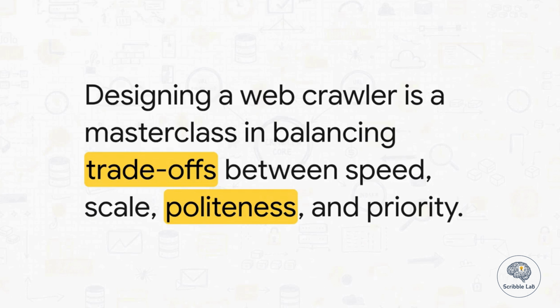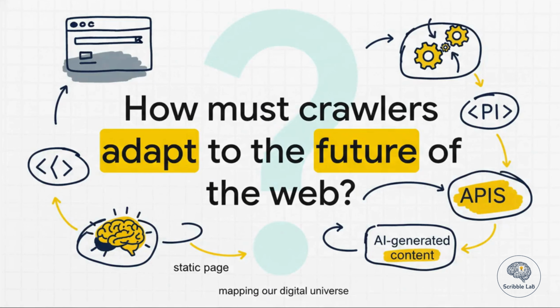So when you boil it all down, what's the big takeaway here? I think it's that designing a web crawler is a masterclass in trade-offs. It's this constant, delicate balancing act between four competing forces. The need for incredible speed, the demands of massive scale, the absolute requirement of politeness, and the complex logic of priority. And that kind of leaves us with one final big question.